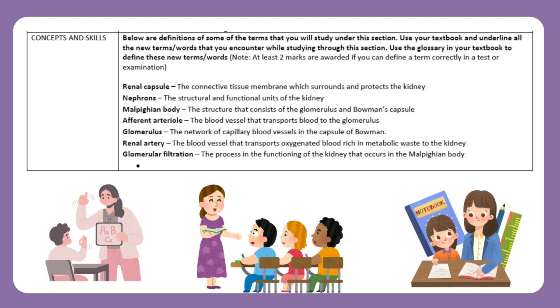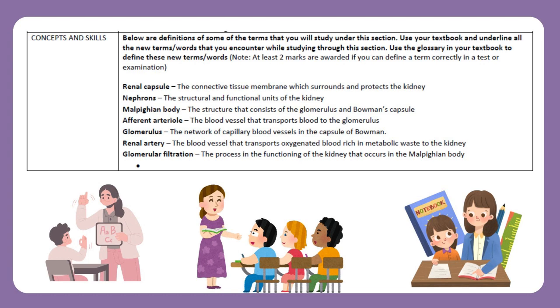Renal capsule, the connective tissue membrane which surrounds and protects the kidney. Nephrons, the structural and functional units of the kidney. Malpighian body, the structure that consists of the glomerulus and Bowman's capsule. Afferent arteriole, the blood vessel that transports blood to the glomerulus.